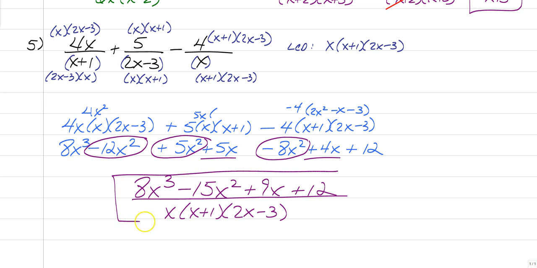So this guy, like I said, was meant to just be algebraically intense, but it's not difficult. We already know how to distribute. We already know how to FOIL. We already know how to combine like terms. So that was the big fun example right there.